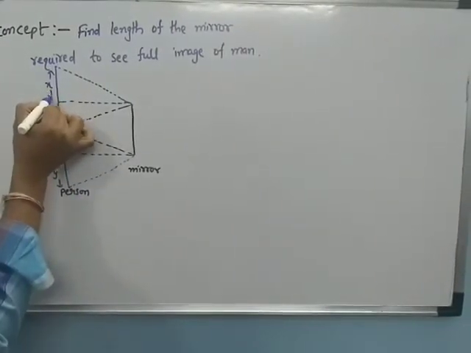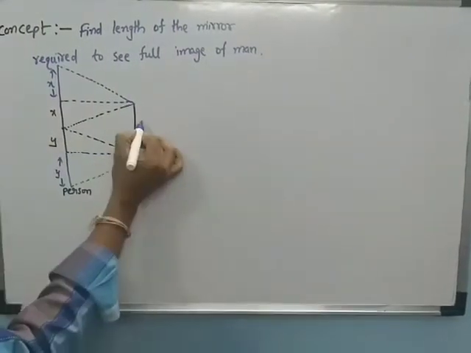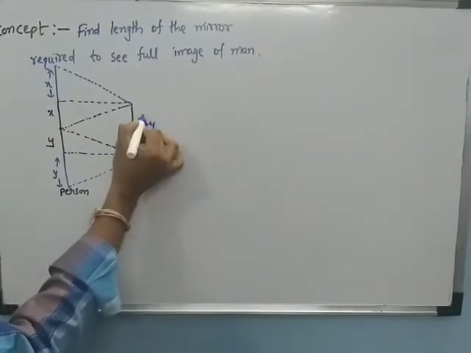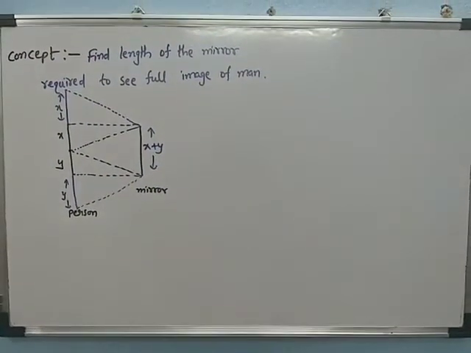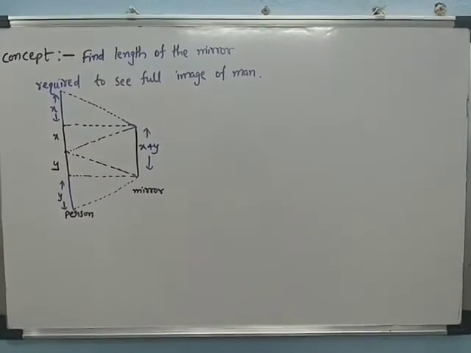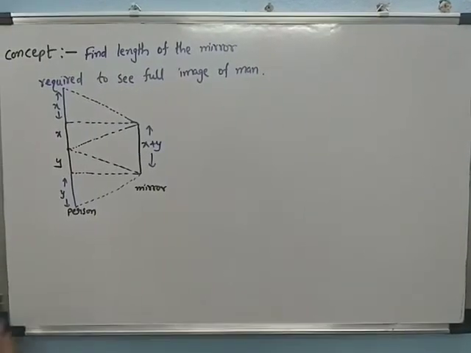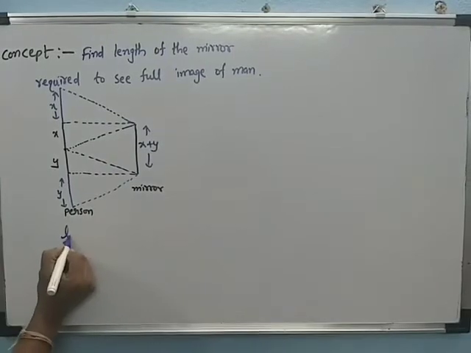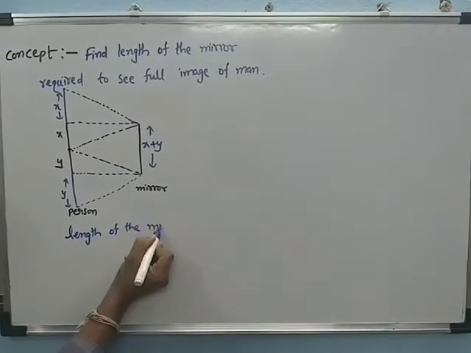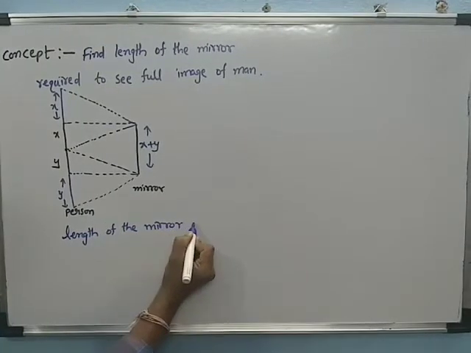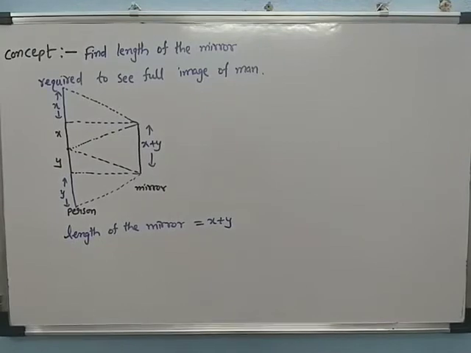Here y is increasing and up here x is increasing. Now the mirror of the total height, how much is there? The x plus y. The height of the mirror is x plus y. Then we find the length of the mirror. Length of the mirror is equal to how much? The x plus y.